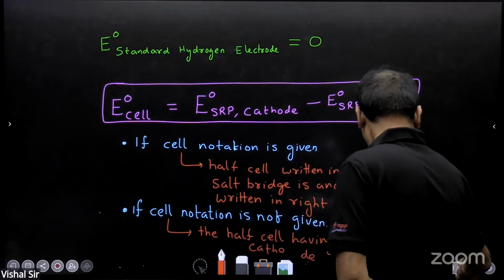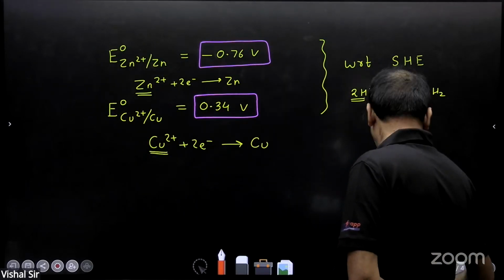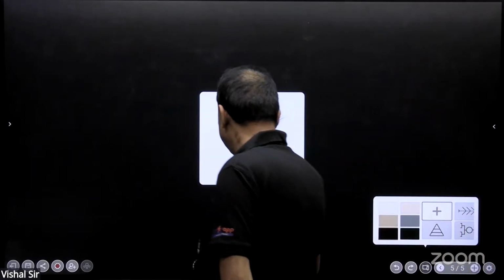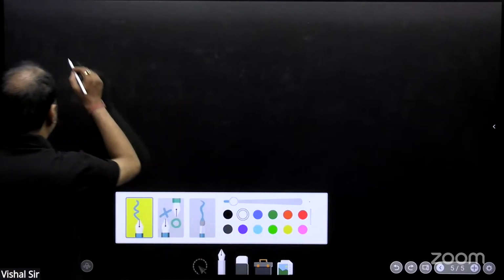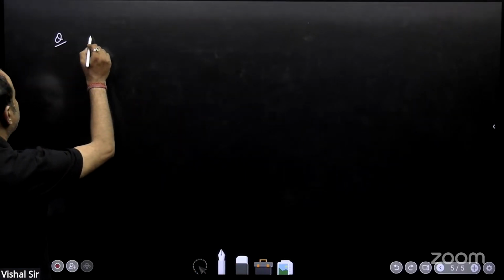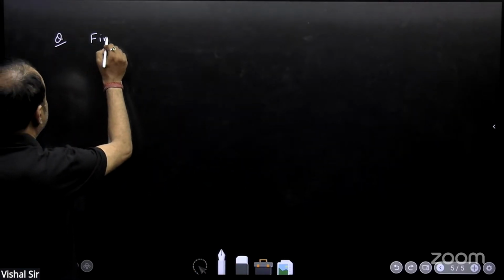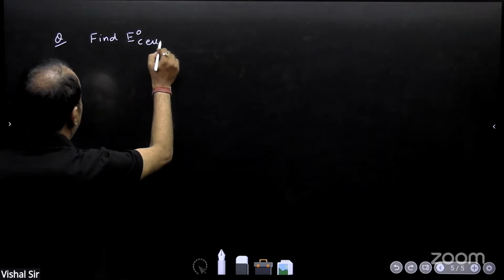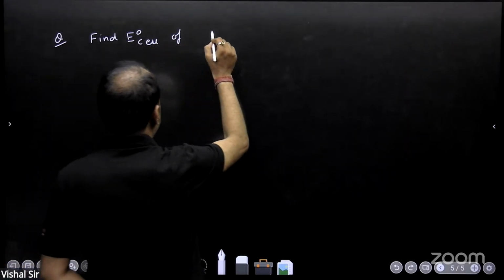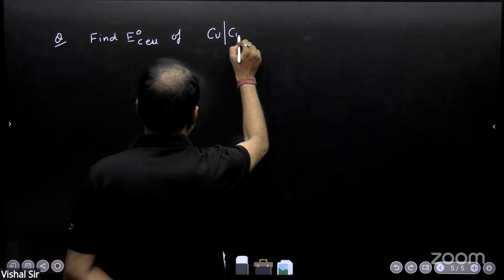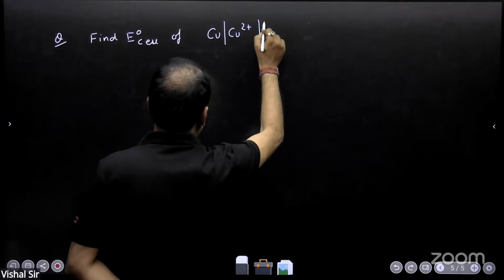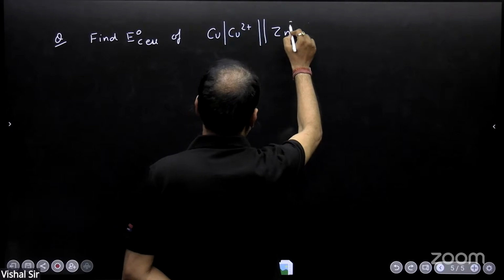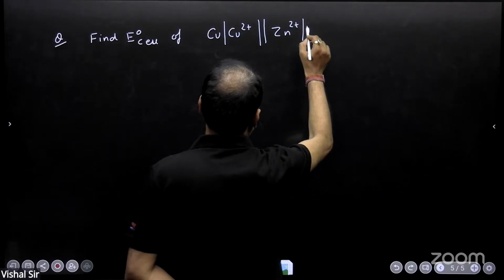So for the same example of copper and zinc, suppose I have given a problem like this. Find E naught cell of Cu2+ | salt bridge | Zn2+ | Zn.